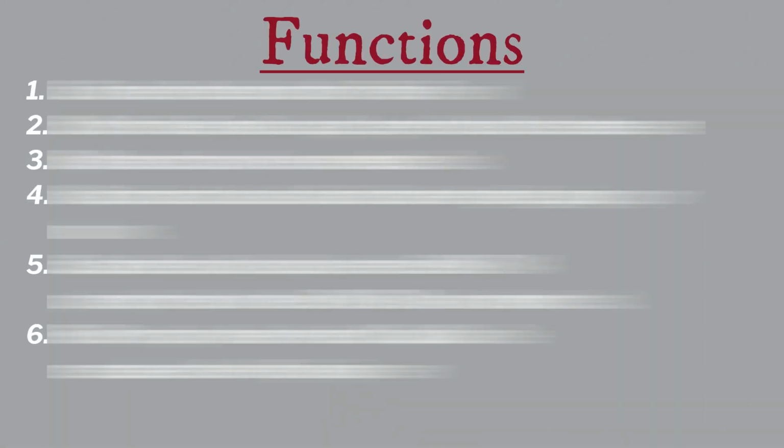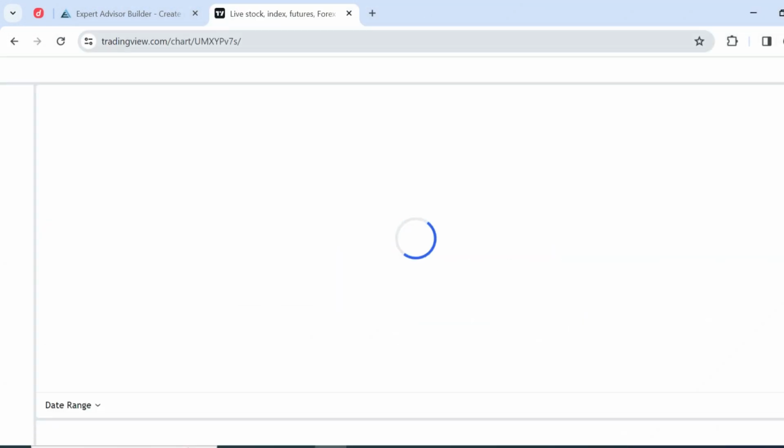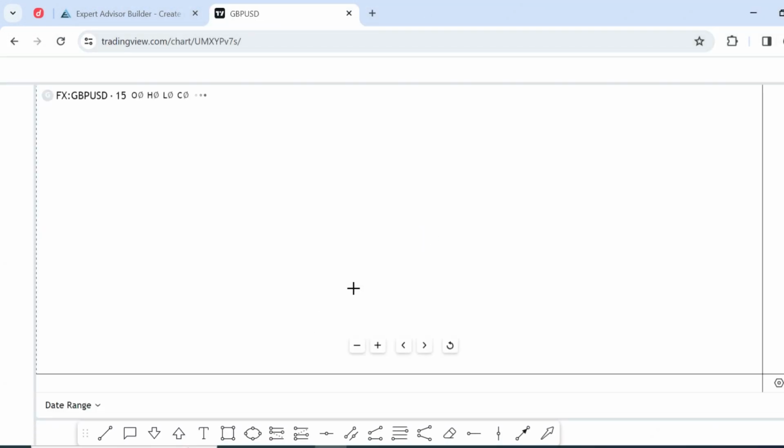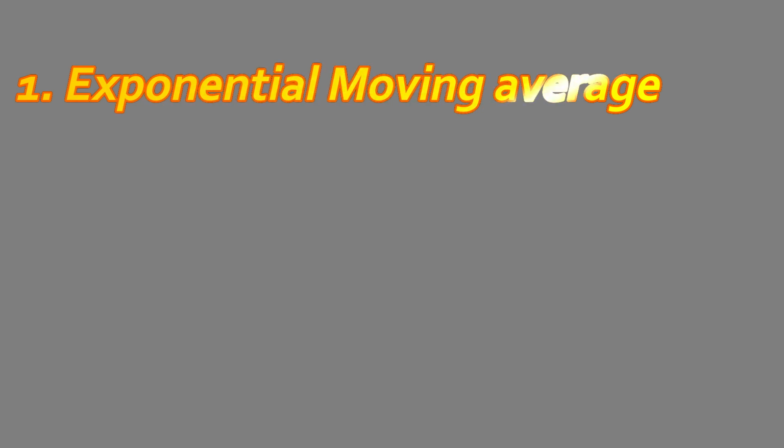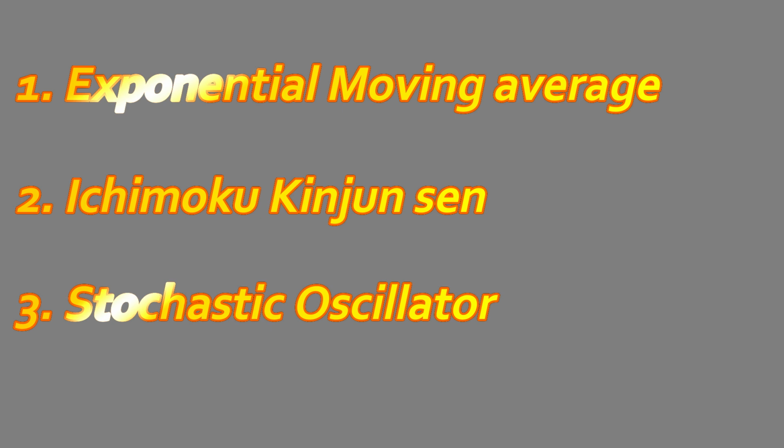As you can see here, I've outlined the basis of how the indicator should function. So we are going to add each function to the indicator as a buy or sell condition that must be met before opening any trade. First, we need to identify the indicators that we're going to use and see how they function and complement each other on the charts. In this case, we will be using the exponential moving average period 100 and the Ichimoku Kinjun Sen, along with the stochastic oscillator.